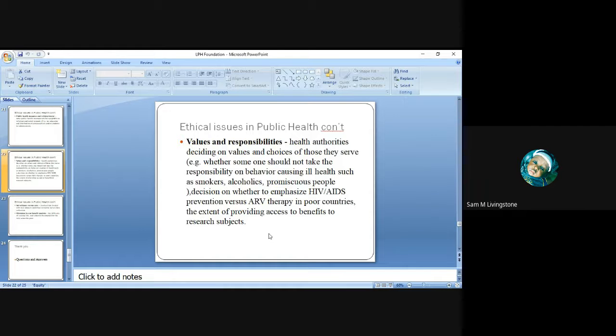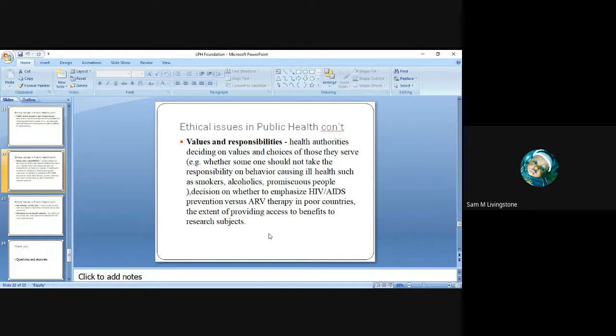Ethical issue, values and responsibility. A health authority deciding on the value and choice of those they serve. For example, whether someone should take responsibility for behavior causing ill health, such as smokers, alcoholics, promiscuous people, and decisions on HIV and AIDS prevention versus taking the medicine. So, value versus responsibility. Should we allow people to get HIV and AIDS instead of using a condom, since when they get it, they will get antiretroviral therapy? Is that what we want?